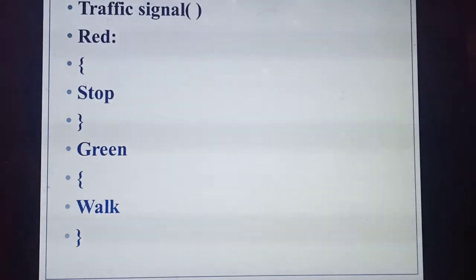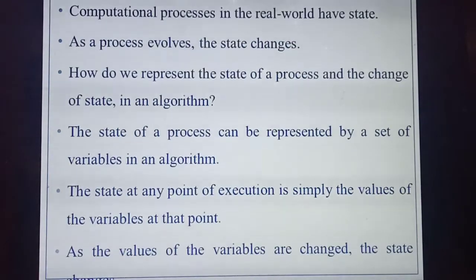So what are the 3 colors of light? Red color, green color and amber color are there. What's the use of red color? Once the red light blinks, you need to stop. Once the green light blinks, you need to walk. Amber color means the vehicle can move, isn't it? So here the 3 things you are representing in a state.